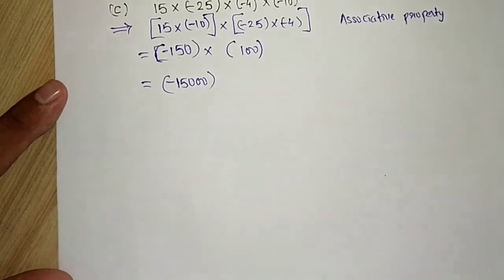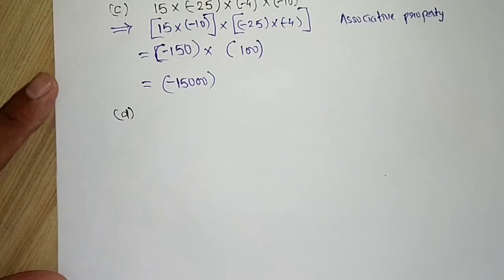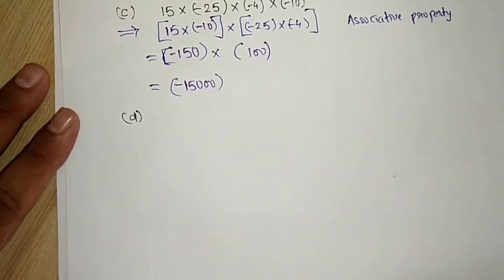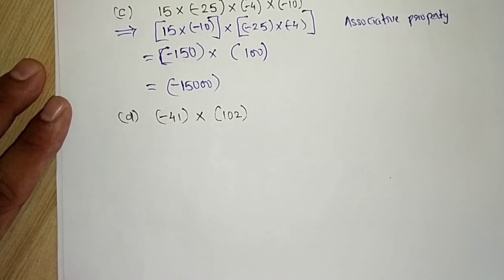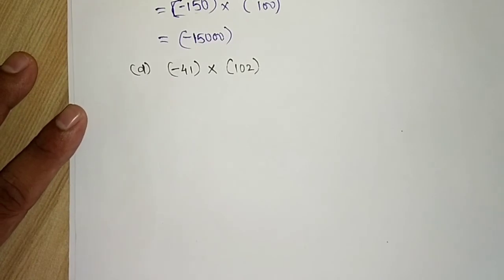Now let us move to part D. Today we will solve 4 parts, students. The rest of the parts we will solve in a new lecture, in a new video. Let me first write that part. Now students, you can see they have given us 2 numbers. We have to find the product using suitable properties. I can't multiply it simply because they have told us to use a property.